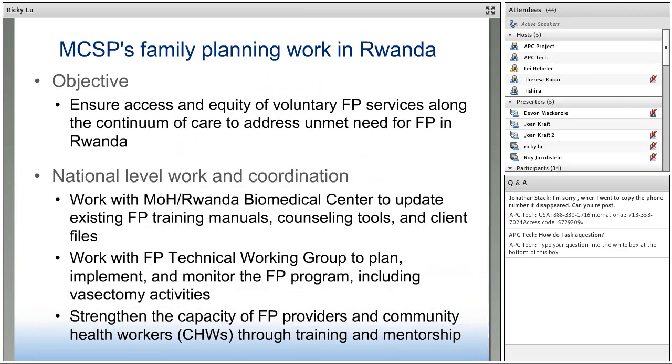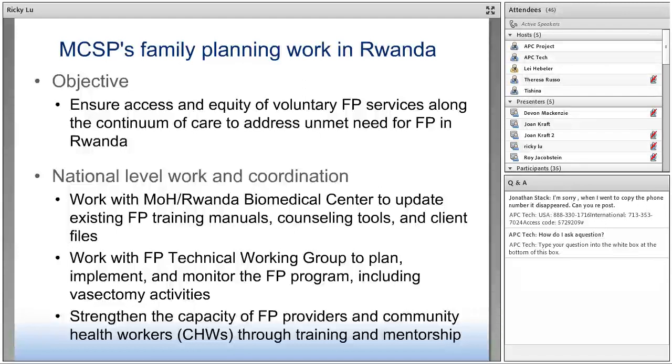Overall, the objective of MCSP's family planning work in Rwanda was to ensure access and equity of voluntary family planning services along the continuum of care to address unmet need for family planning in the country. As you can see in the next series of bulleted points, we work across the health system, trying to ensure that there is coordination at the level of the national groups, such as the Rwanda Biomedical Center, to make sure that the policies, guidelines, as well as training materials and related tools for family planning are up to date with the most recent standards.